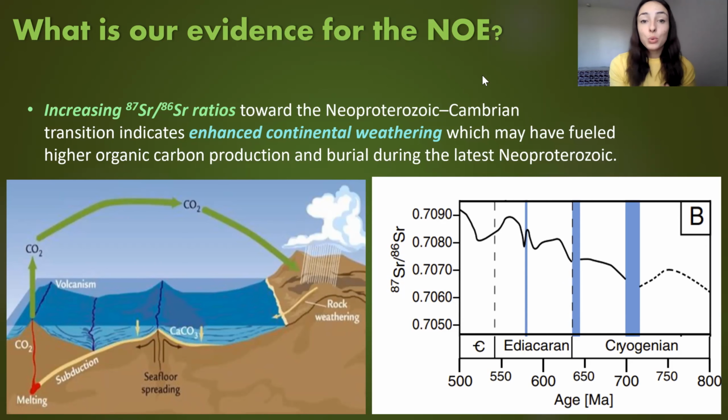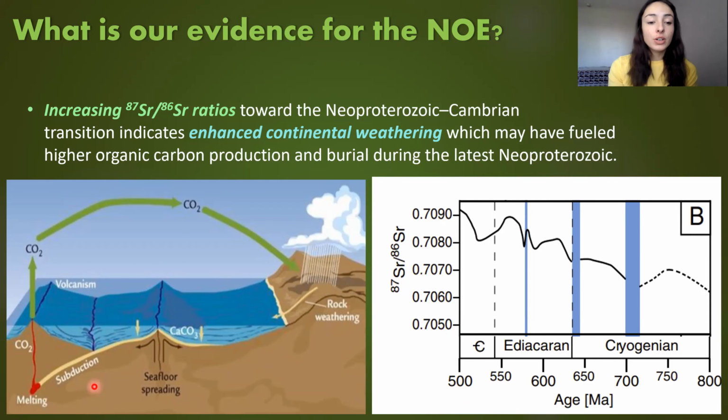And this increase toward the Neoproterozoic Cambrian transition indicates enhanced continental weathering, which could have fueled higher organic carbon production and burial, and an increased oxygen source to the atmosphere during the latest Neoproterozoic. So if we look at this graph to the bottom right, we see this general increasing trend of strontium 87 to 86 ratios toward the Neoproterozoic to Cambrian transition.